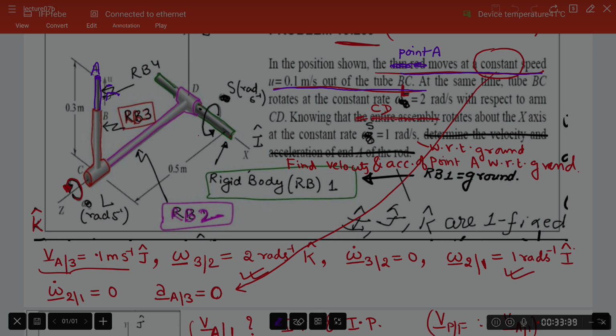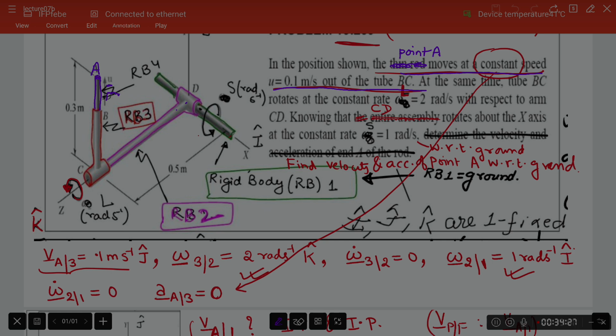Where the point A moves at a constant speed out of the tube BC. Where is BC? This is the BC rod. At the same time, tube BC rotates at a constant rate with respect to arm CD. This purple color rod is arm CD. Knowing that CD rotates about the x-axis at the constant rate of 1 radian per second, CD is rotating with respect to ground at a constant rate of 1 radian per second, find velocity and acceleration of A with respect to ground.